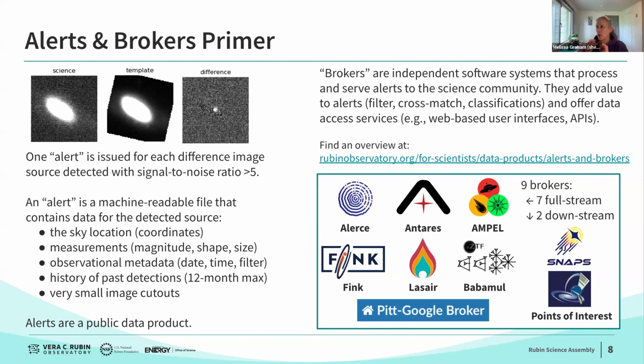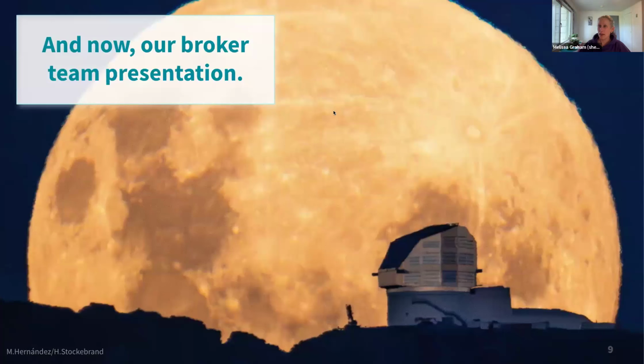We call 7 of the brokers full stream because they take the full LSST alert stream and process it. And then 2 are downstream because they don't need all of the alerts. They have a particular science focus and so only need the alerts that are relevant to that broker's functionality or science goals. And today it's going to be the SNAPS broker, which works with solar system alerts. So now I'm going to hand it over to David Trilling and the SNAPS broker team to take it from here.